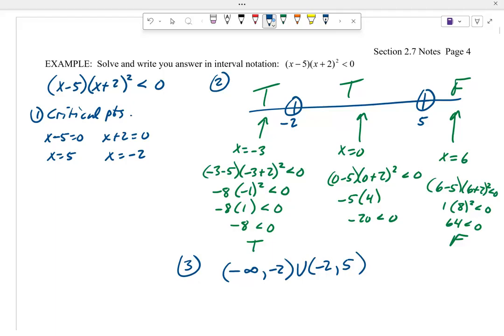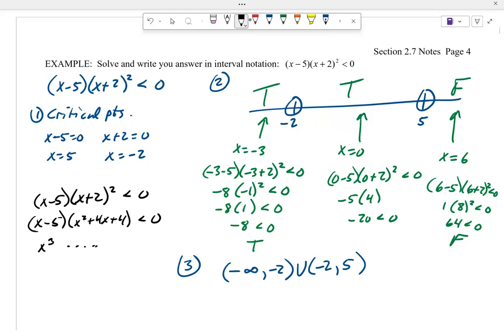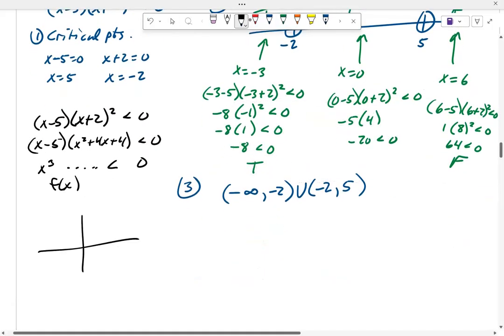And if I was thinking about this visually, you've got x minus 5 times x plus 2 squared. If I was multiplying this out, I'd have x minus 5 times x squared plus 4x plus 4. So I have x cubed and so on. This is our function. So it's got this end behavior where it goes down to the left, up to the right. It's got zeros at 5 and at negative 2 with multiplicity of 2. There's 2 of them there.